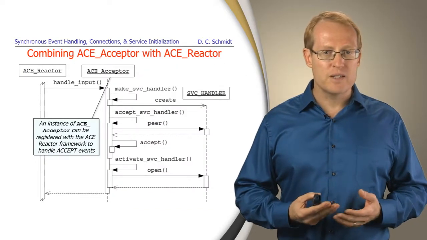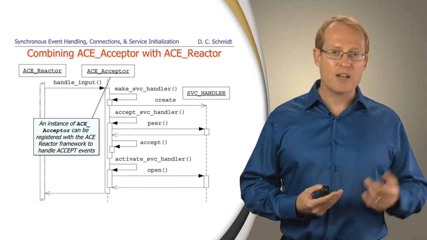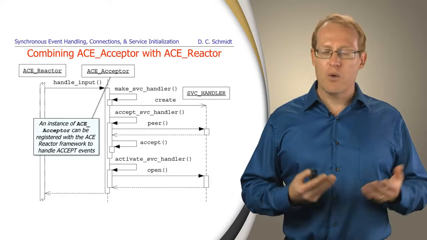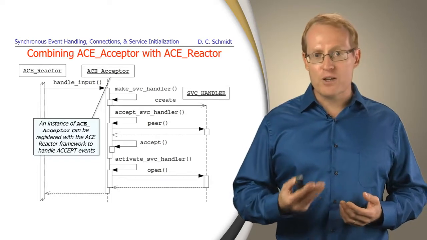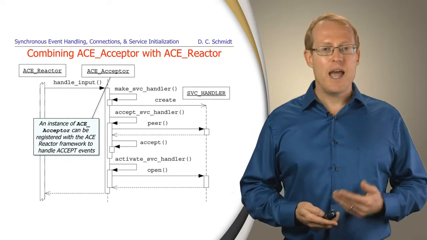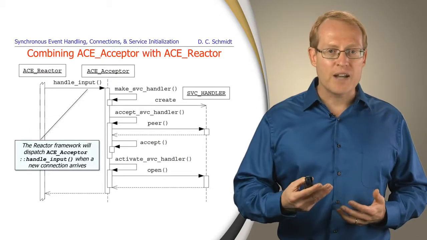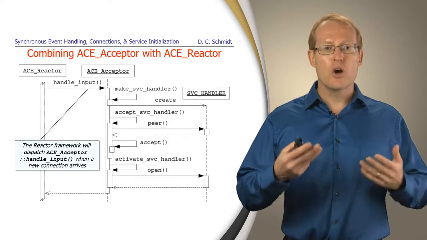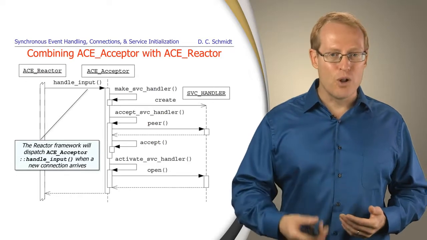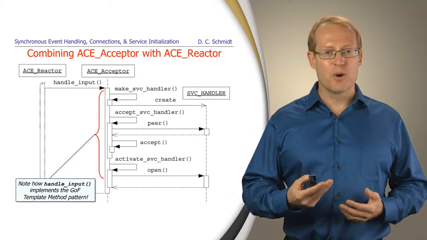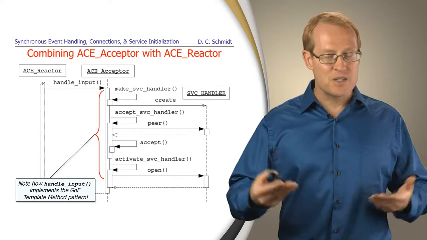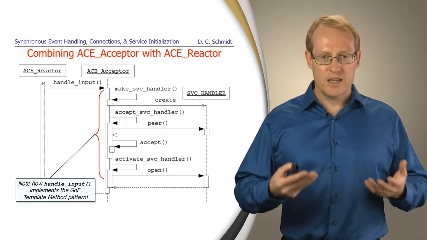Here's an example that illustrates the common flow of control between an ACE reactor, an ACE acceptor, and some type of service handler that was parameterized into the acceptor. What typically happens is that an acceptor will be registered with the reactor for accept events, which is one of the types of events that it knows about. And when an accept event occurs, the reactor will dispatch the acceptor's handle input hook method. This hook method on acceptor actually plays the role of the template method in the Gang of Four pattern, and then it calls out to a number of hook methods itself to do the various steps in the acceptance algorithm.